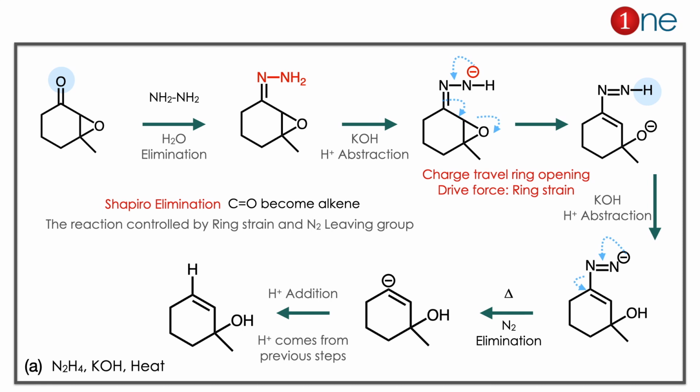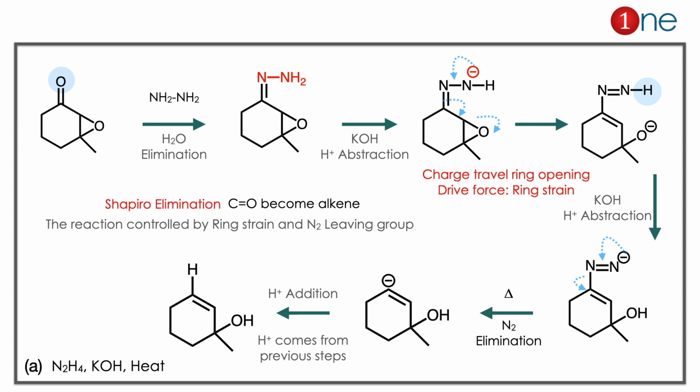The starting material, you have a ketone and you are using hydrazine. What really happened is hydrazine attacks the carbonyl, you have imine formation. Then you are using the base to abstract the proton. Here the negative charge travels through the system. Why is it traveling? Because of the ring strain. Ring strain has to be relieved anyway. So the negative charge travels, the ring is open. So you have a new alkene and the ring is open there with O-.